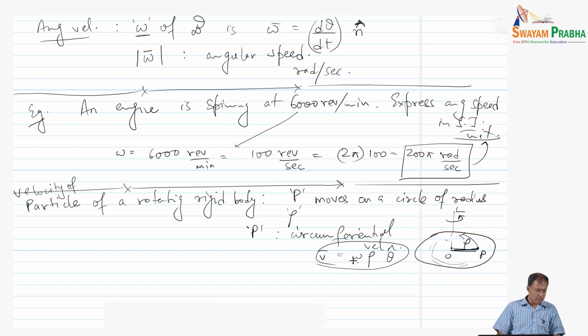So I think the concept is straightforward. There are some examples which I have decided not to discuss, which are very simple. So let us now talk about the motion of a rigid body on a plane, that is, planar rigid body motion.